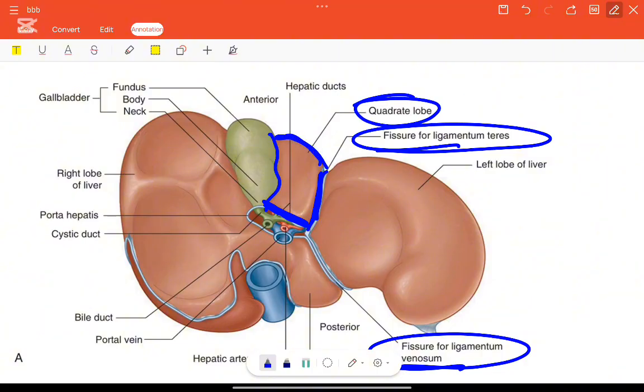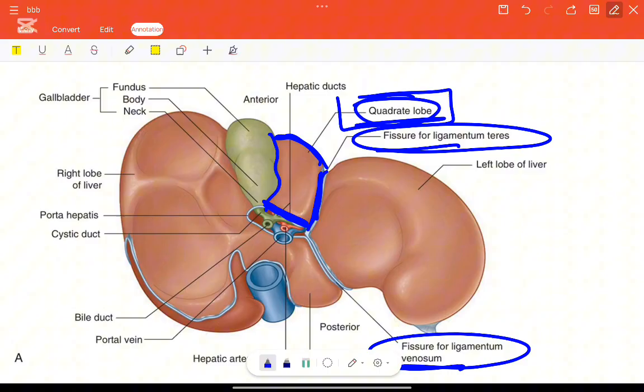Okay? So this quadrate lobe, anatomically, it looks like it's on the right side. But functionally, it actually belongs to the left hemiliver. I will tell you all about that. There's actually functional liver and anatomical liver. So this is called the quadrate lobe. Again, quadrate lobe is anterior. If you remember, it's related to a part of the duodenum, from the earlier part.